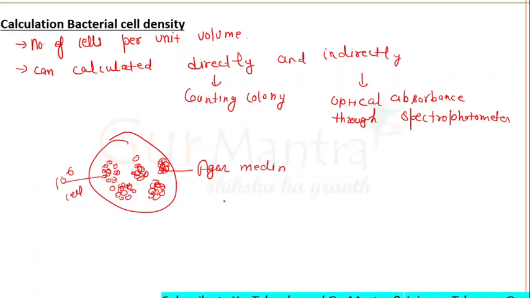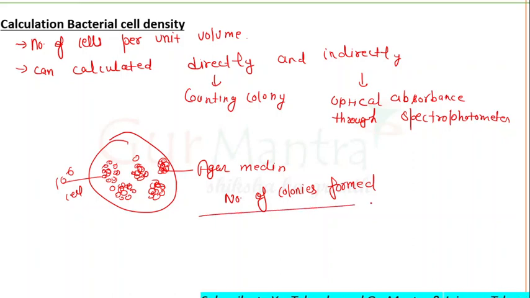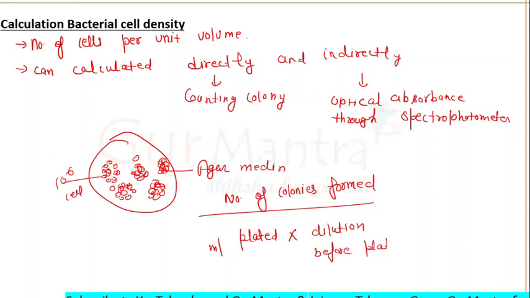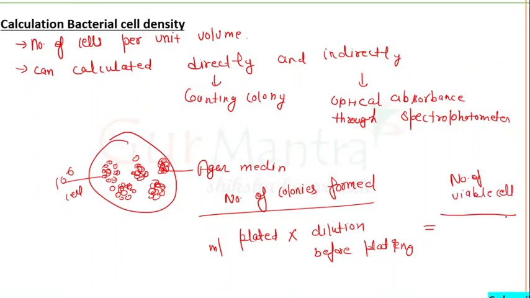Okay, how can you calculate it? See, the number of colonies formed, upon what? Upon the ml plated. How many ml are plated? And the dilution before plating. What is the dilution factor? How much was it diluted? So it becomes the number of viable cells per ml of undiluted culture. Hope you understand it.